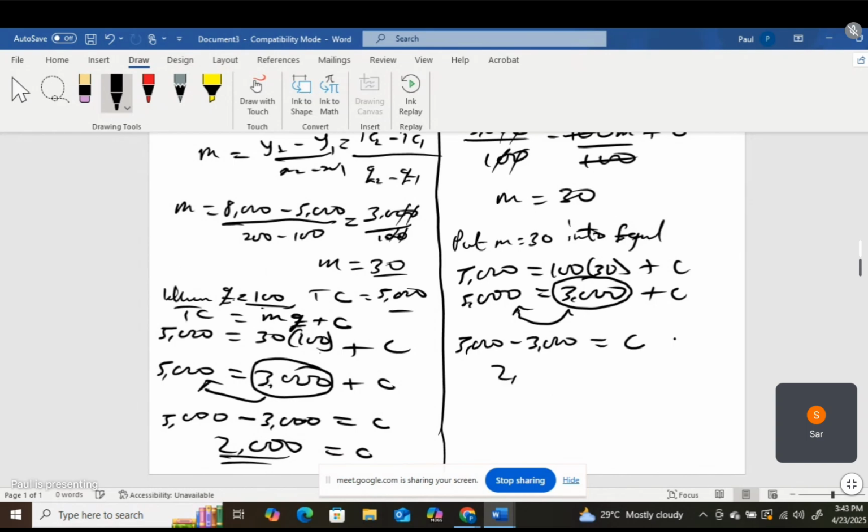So therefore, isn't it the same as the first course we got? Therefore, total cost is equal to 30 times the activity level plus 2,000. Another approach.